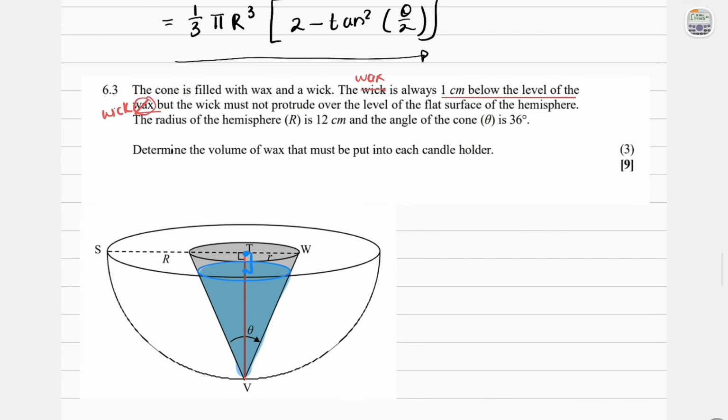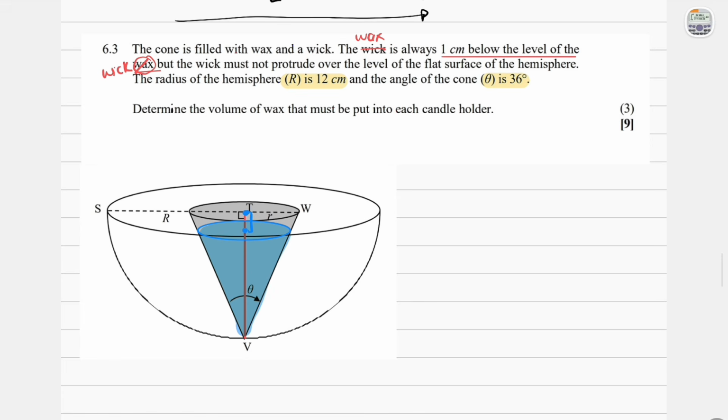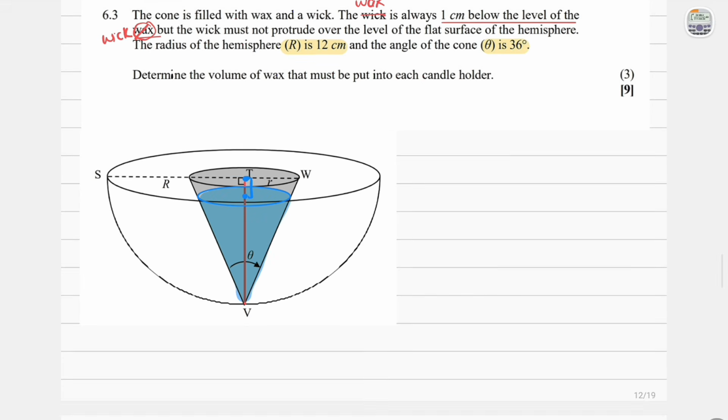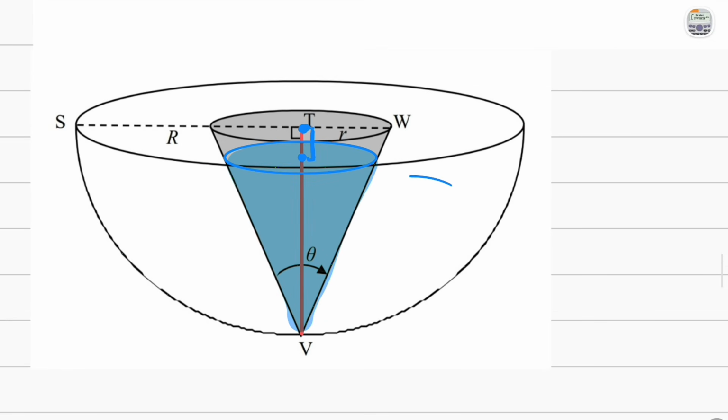Okay, so let's look at the info that they say. What is the question? They're saying the radius of the hemisphere R is 12 centimeters. So we now know that R is 12 centimeters and the angle of the cone theta is 36. Determine the volume of the wax that must be put into the candle holder. Okay, so that makes sense now. Do you see that that is the blue part that we have? That would be the volume of that wax, not just the cone, but the volume of the wax itself.